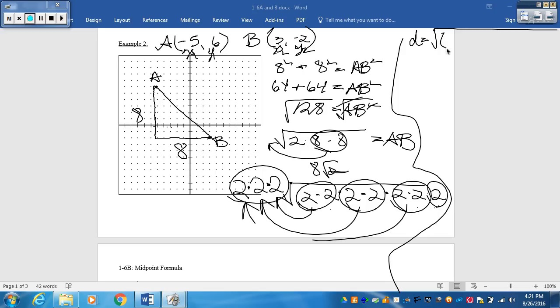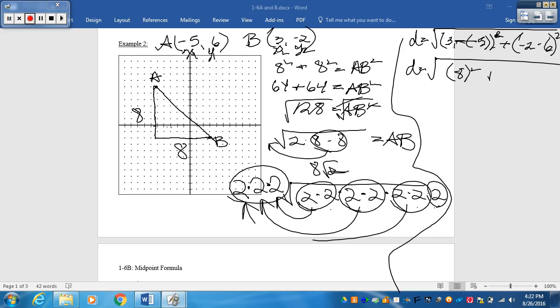X sub 2 would be 3. That should be a minus, sorry about that. So 3 minus negative 5, that's x sub 1, squared, plus y sub 2 is negative 2, minus y sub 1, which was 6, squared. Okay, so working this out, okay, here we have the drunken plus sign again, double negative. So 3 plus 5 is equal to 8 squared.